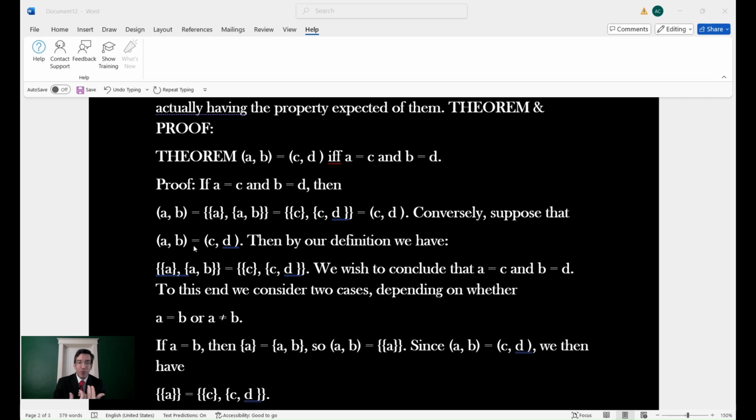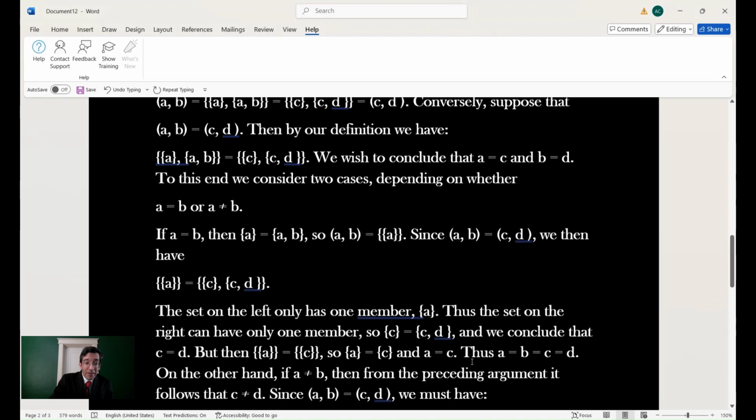If (a, b) is equal to (c, d), we assume that, then by definition we have {a}, {a, b} is equal to {c}, {c, d}. So our task here is to extract from this equality the inevitable conclusion that a is equal to c and b is equal to d, and we can proceed by distinguishing two cases here. In the first case, the set {a, b} collapses simply to {a}, and it reduces our definition to {a, b} is equal to {a}.